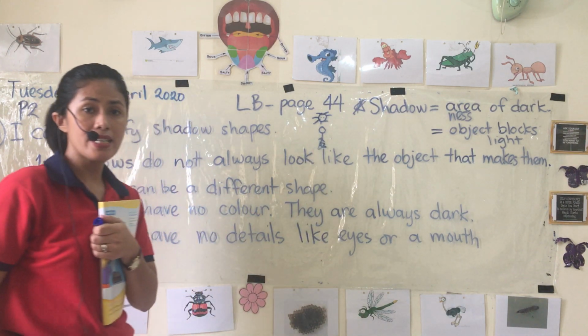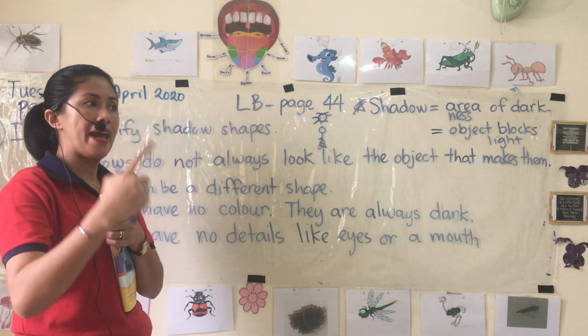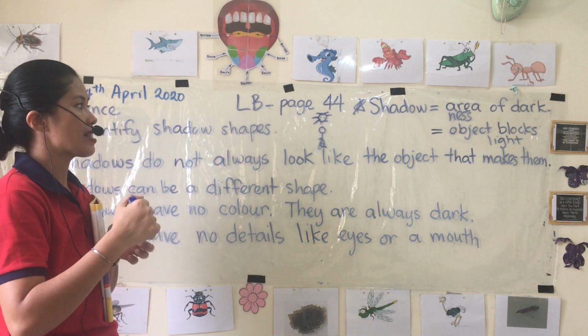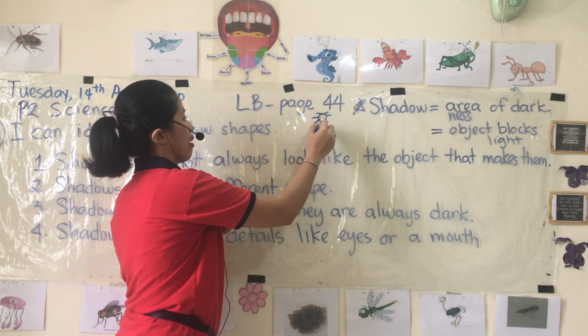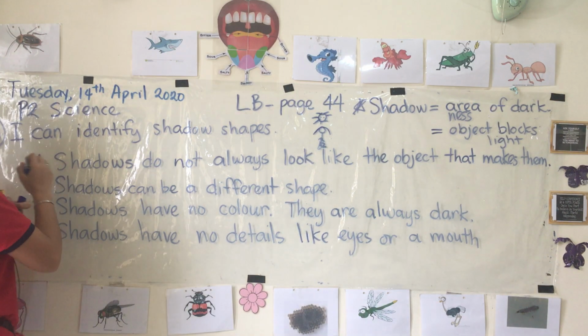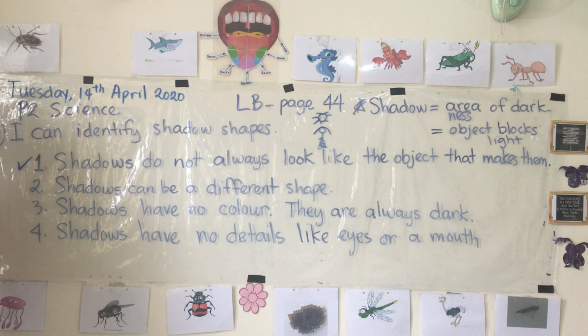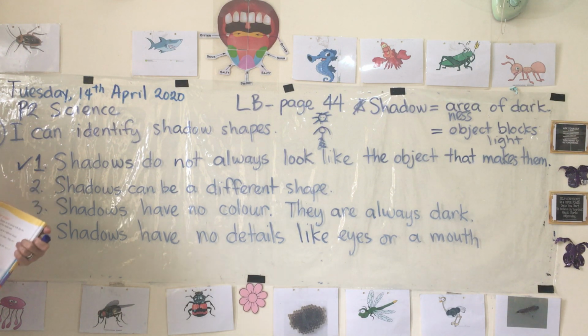Very little, right? So the shadow does not really look the same as you, or as the person or the object that makes it. It will form differently. Okay, so we're done with one. How about number two? Shadows can be a different shape.